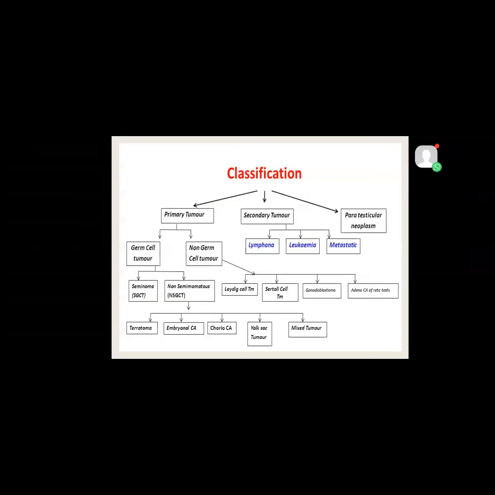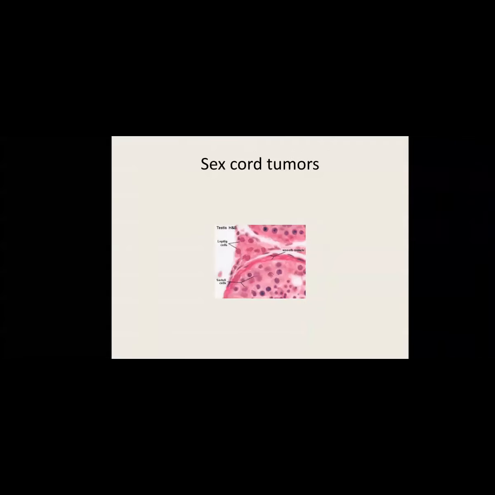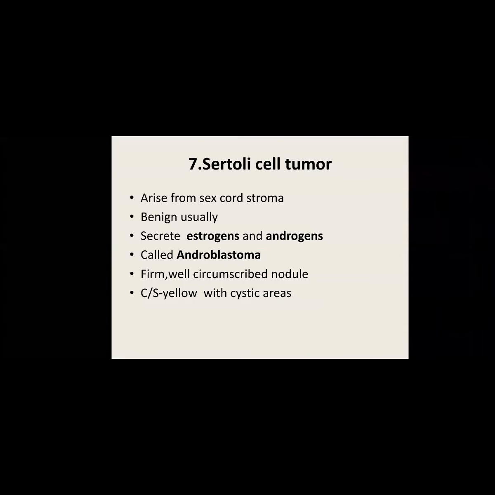Germ cell tumors. Non-germ cell tumors take another track from the primary tumor. This picture shows the seminiferous tubules. Apart from the germinal cells, the tumors arising from the other structures are called non-germ cell tumors. So in that, we will first deal with the Sertoli cell tumor. What are these Sertoli cells?